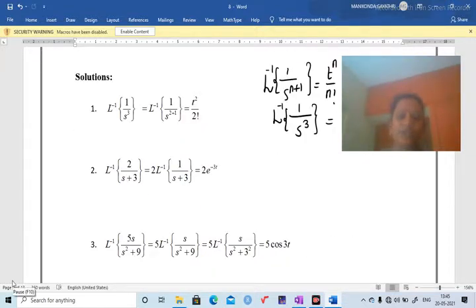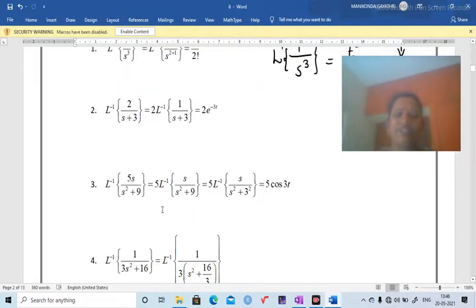Second question. L inverse of 2 by s plus 3. Here 2 is a constant. That's why I am writing 2 outside. L inverse of 1 by s plus 3. If plus 3 is there, then we are going to write e power minus 3t. If minus 3 is there, we are going to write e power 3t. So this is the L inverse of the given function.